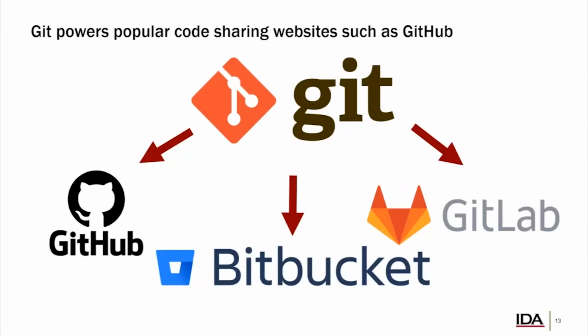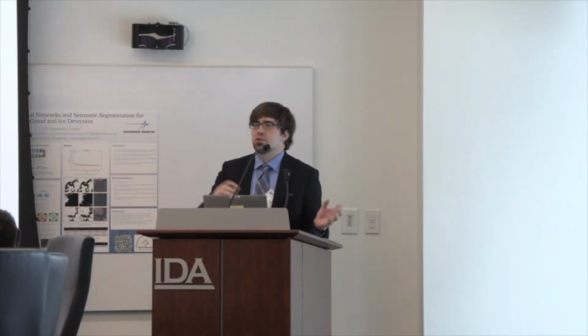Pet peeve of mine is people thinking that Git is GitHub. Git is not GitHub. Git is its own thing. GitHub is a hub for Git. It's where people store their Git repositories. So there are these various websites, GitHub, Bitbucket, GitLab, that serve as a way for people to collaborate using Git. But Git is its own thing.